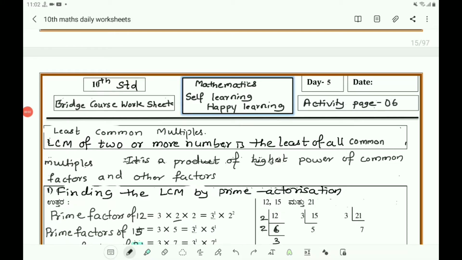Children, it is an activity on page number 6, that is the activity for day 5. It is an activity about the least common multiple, which is termed as LCM. Then what is LCM? The LCM of two or more numbers is the least of all common multiples.